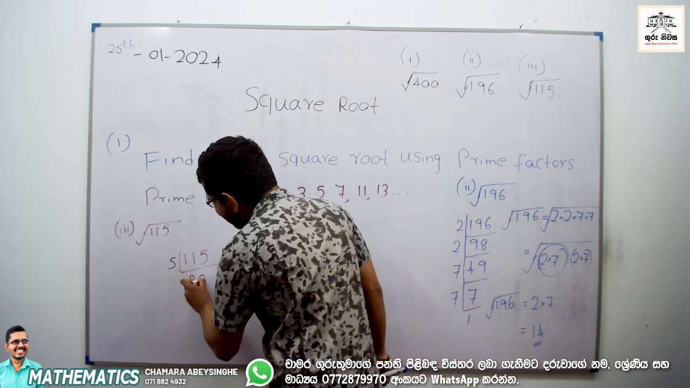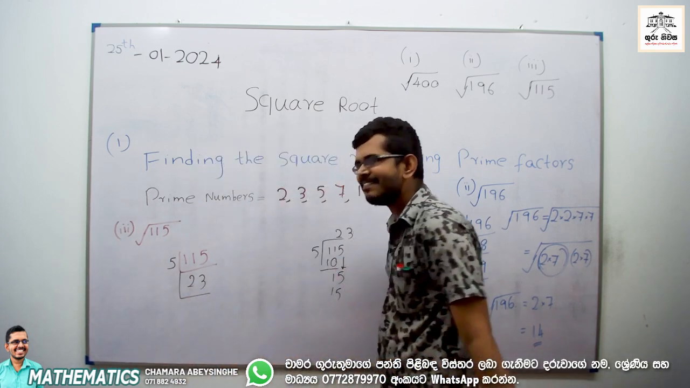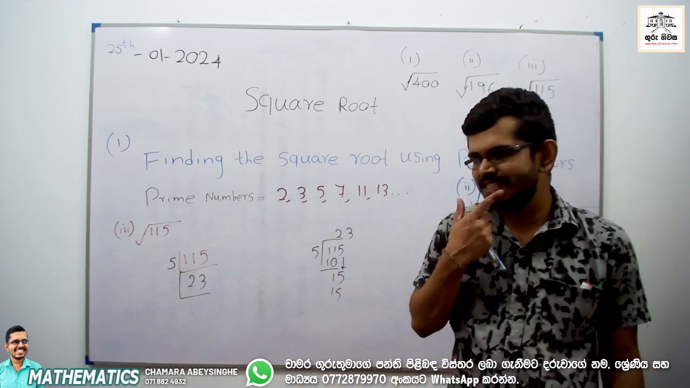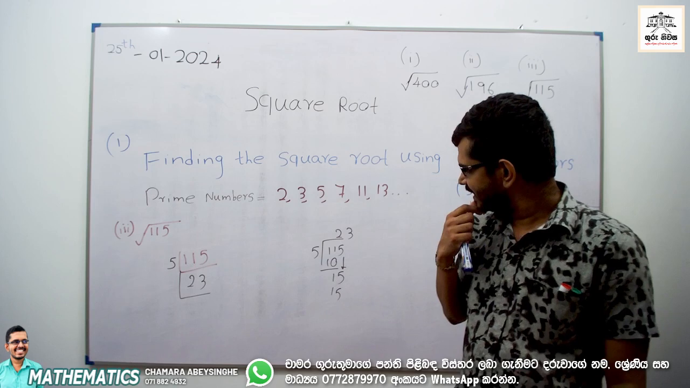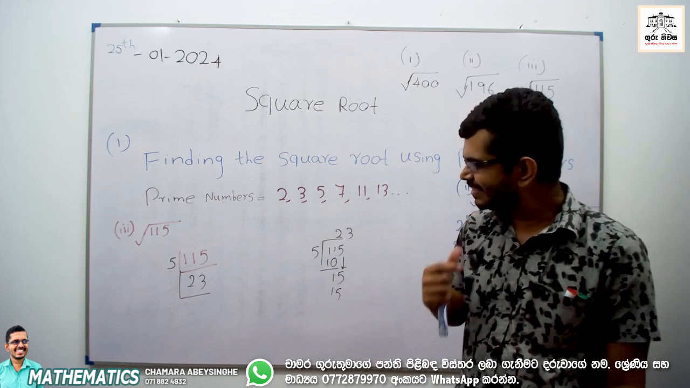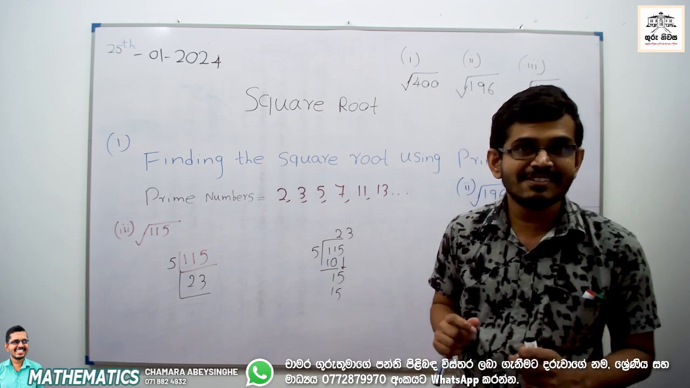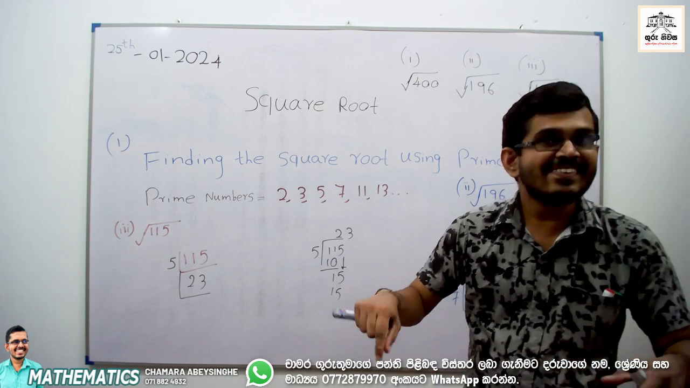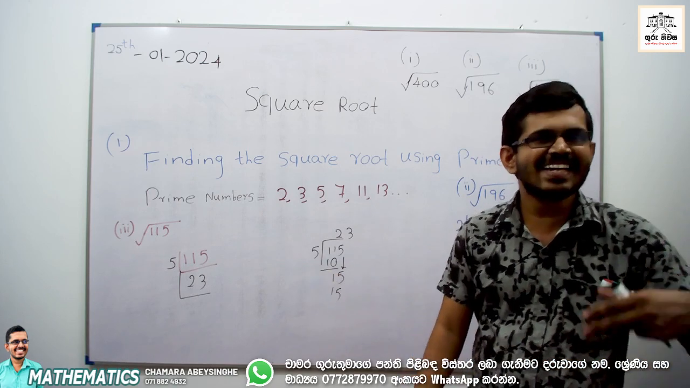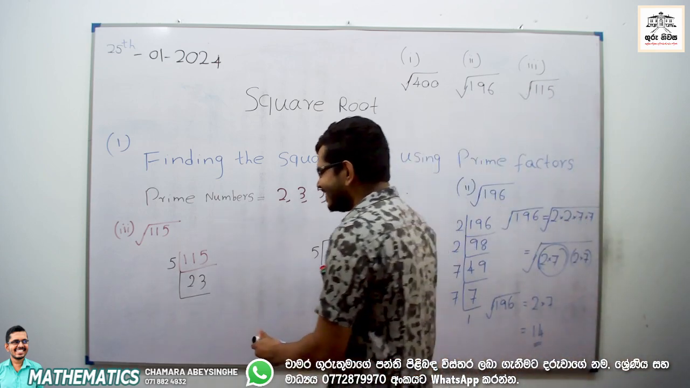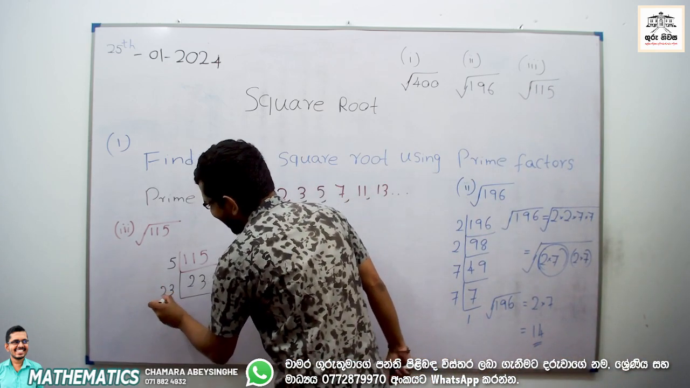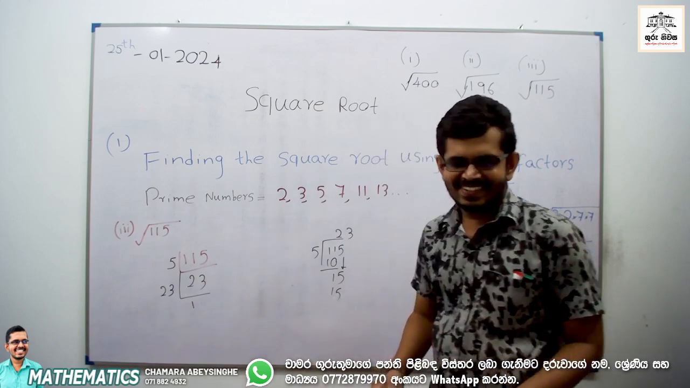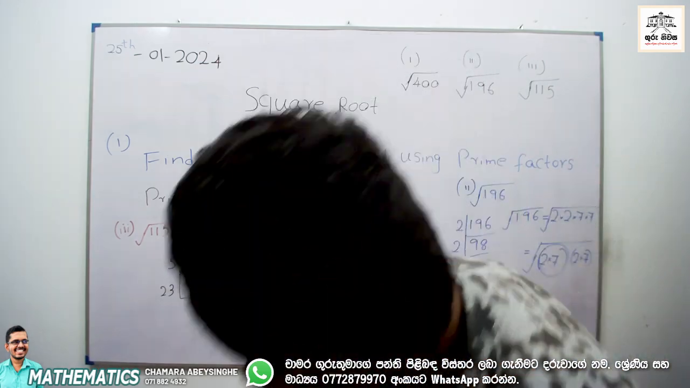23. 23, student. What is the prime number we can divide by? 23 times 5 is 115. Yes, 23, student. What is the prime number? 23 is also a prime number. 23 divided by 23 is 1.